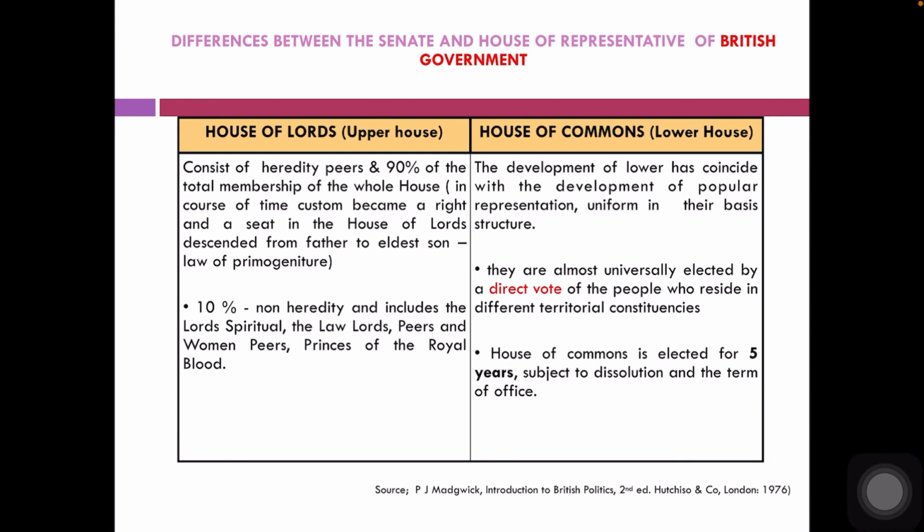Kita nak tengok House of Commons ataupun Lower House. So, the development of Lower House has coincided with the development of popular representation uniform in their basic structures. So, ini adalah Dewan Rakyat mereka lah. So, they are almost universally elected by a direct vote of the people who reside in the different territorial constituencies. So, House of Commons is elected for 5 years subjected to dissolution and the term of office. So, dia House of Commons ataupun Lower House in the Great Britain sama macam Dewan Rakyat dekat Malaysia.